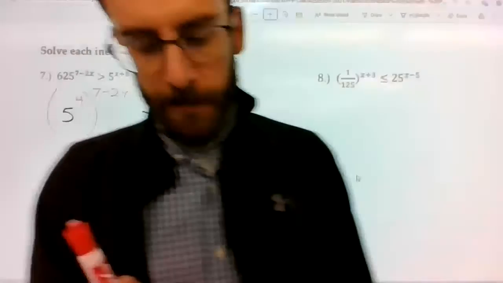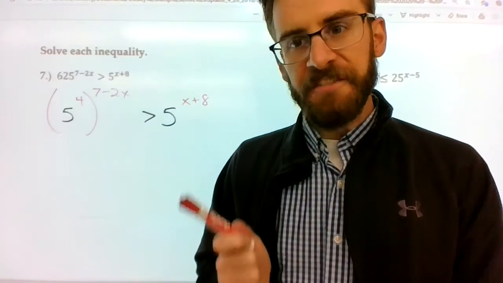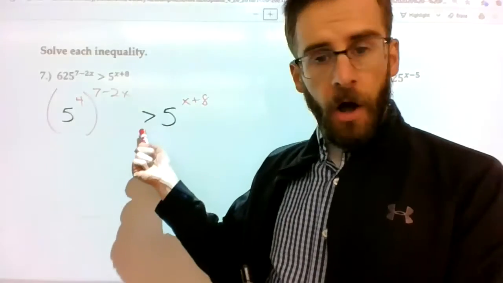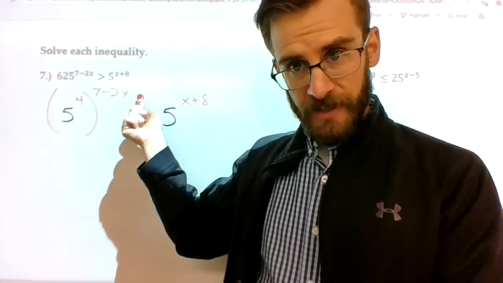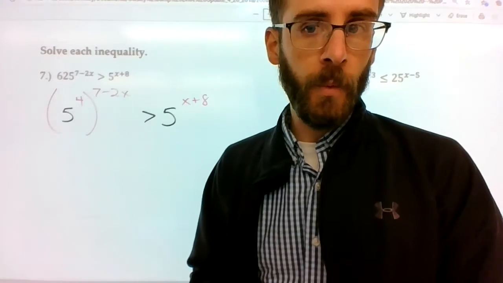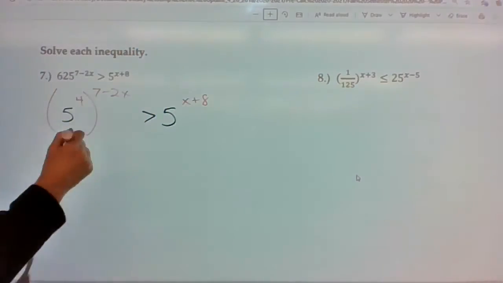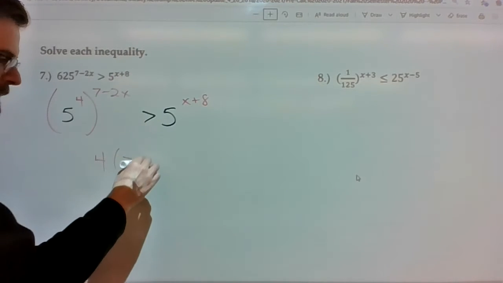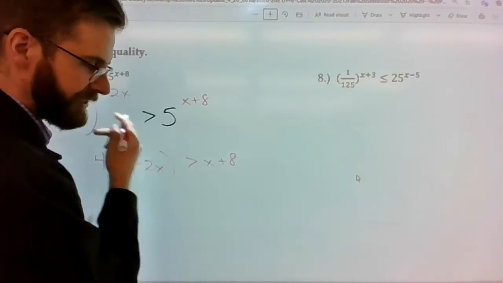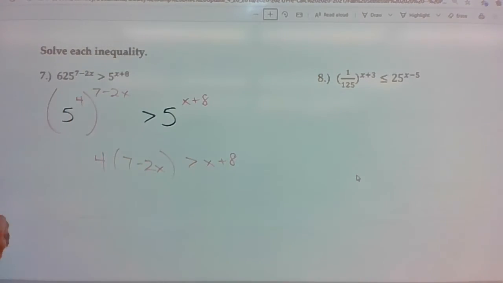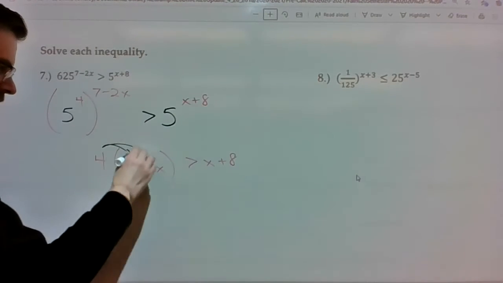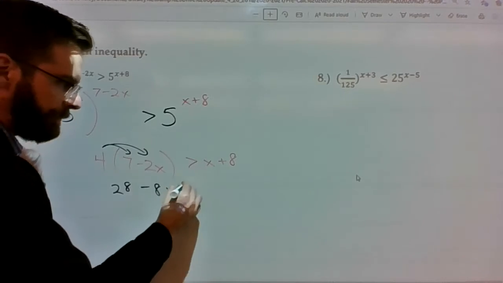So the question becomes, if the bases are the same, can we say that the inequality still holds to the exponents? We can. You can still just drop the bases and solve it like it's normal. That's good news. The less complicated, the better.